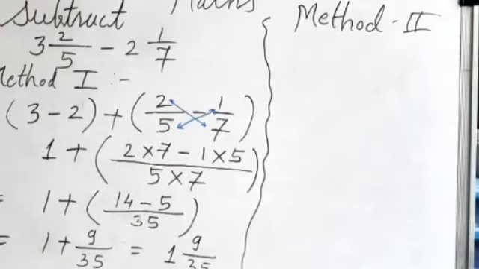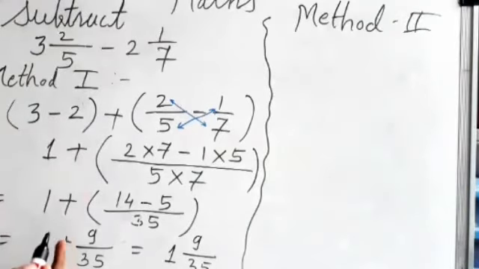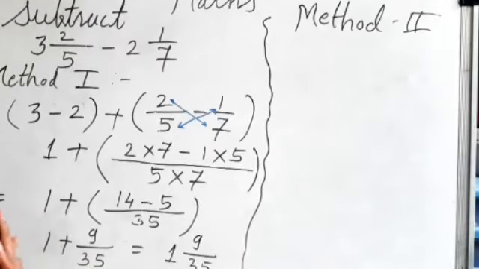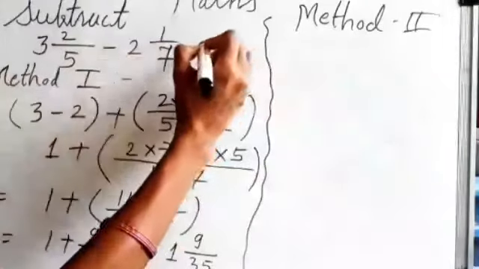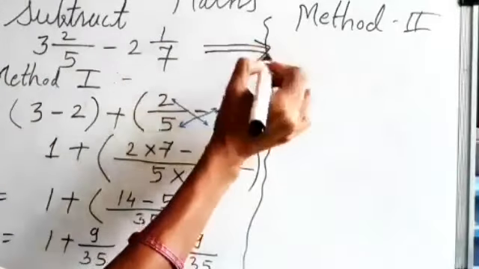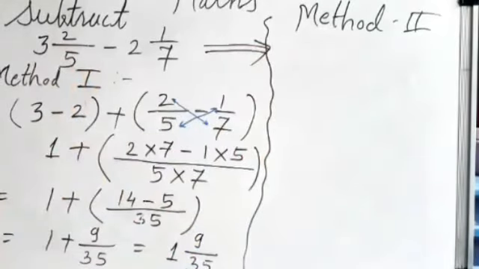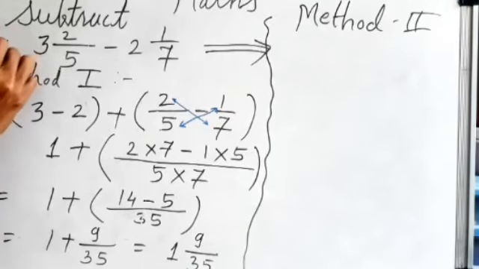In method 2, as I told you, for addition also you can choose this method. I had taught you only one method for addition, but if you want, you can solve by method 1 also. There is no compulsion that you can solve only by the second method. So you have to choose which one will be easy for you. Then method 2, same example I will continue here. 3 and 2 upon 5 minus 2 and 1 upon 7. This is our example.